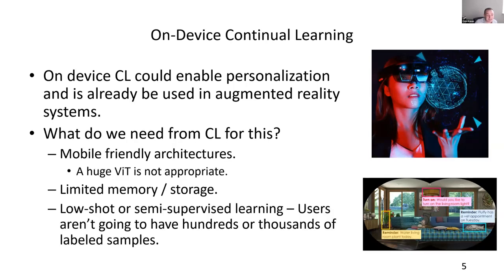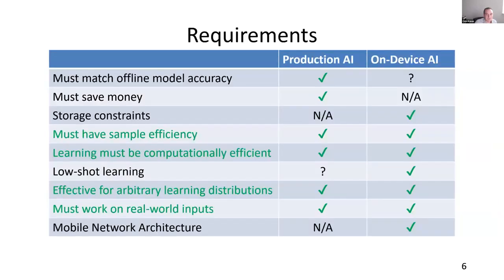And you're going to need something like low-shot or semi-supervised learning, and you should be looking at that and monitoring that and measuring that, because for these on-device applications, you're not going to have hundreds and thousands of labeled samples. That's not going to happen. So you have to think about your use case.